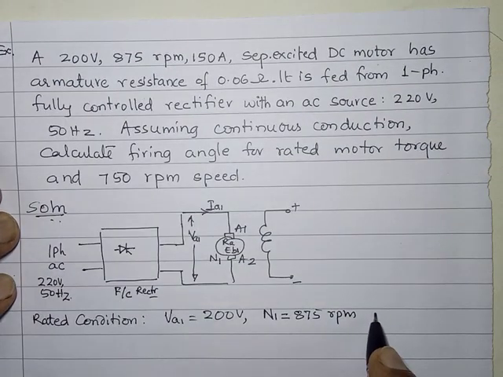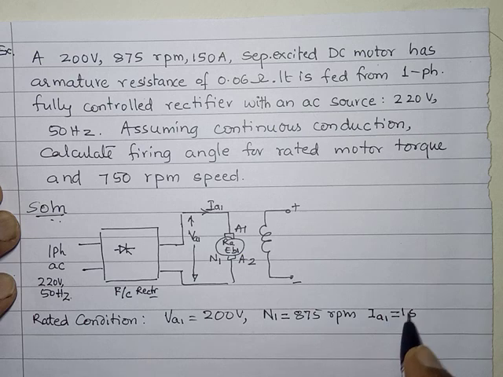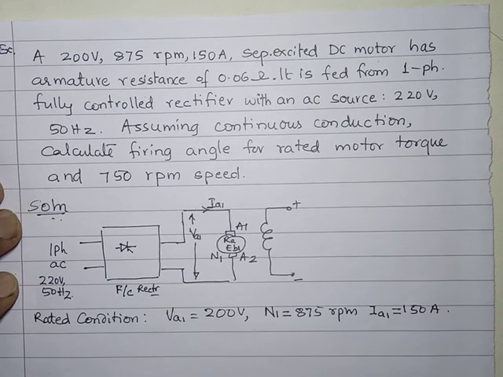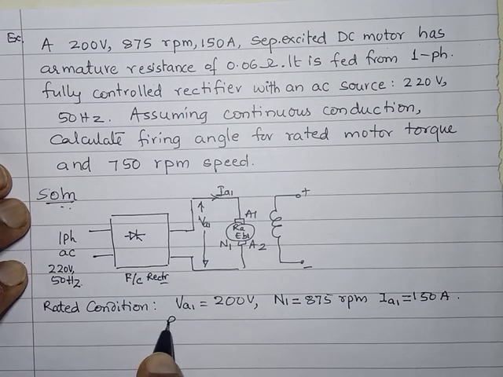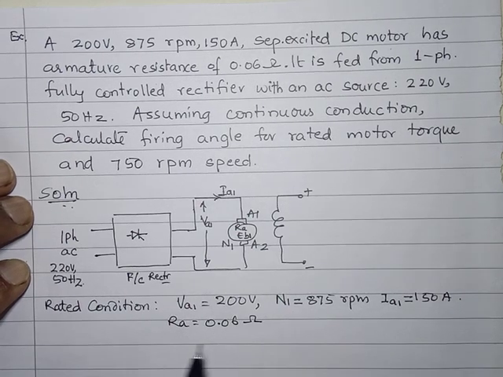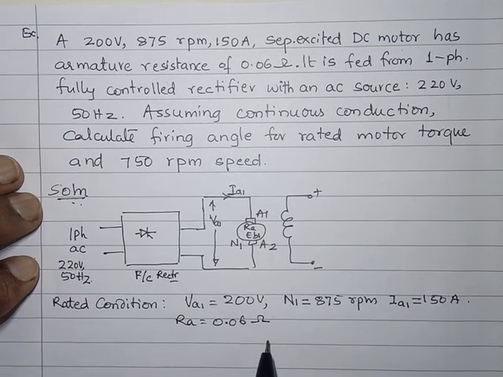And what will be the current for the rated torque? That is IA1, which is given as 150 amperes. And resistance of the armature is given as 0.06. This will be the same whether it is this alpha or that alpha, that resistance will remain the same.